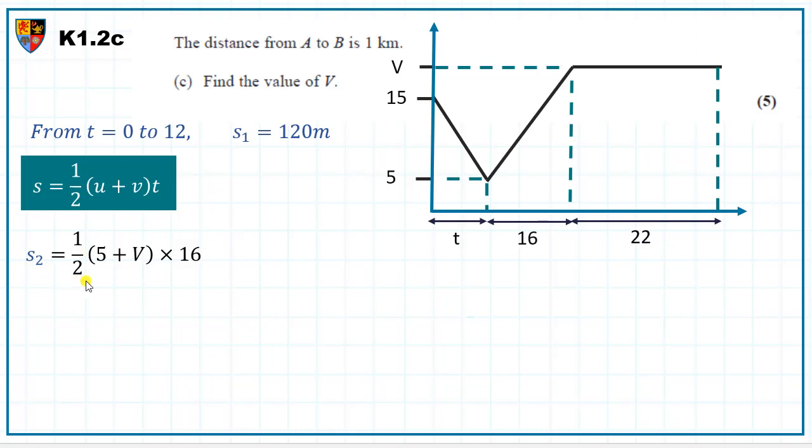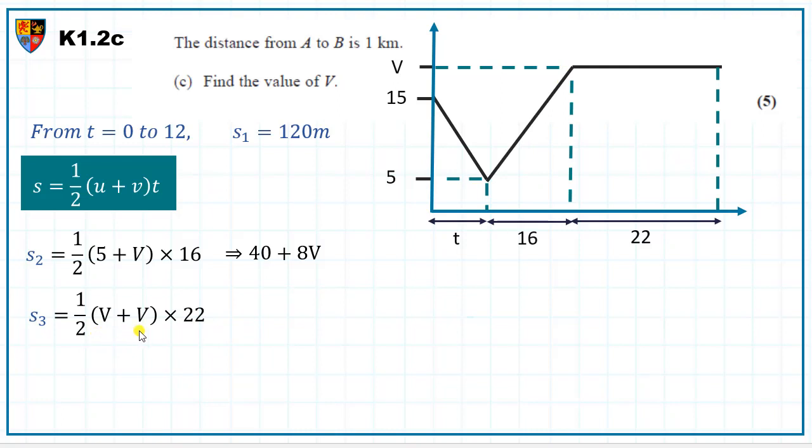For the second leg, we have 5 plus V. Those are my 2 velocities. I started at 5. I went up to V. And that took place over 16 seconds. So once you do the substitution, you're going to get 40 plus 8V. You don't have to do the substitution at this stage. That's my approach. You can just bundle everything up in the end, because you're going to add all the distances to get 1,000 meters. Yes, you're going to have to convert kilometers to meters. But that's S2. The second leg of the journey is 40 plus 8V.